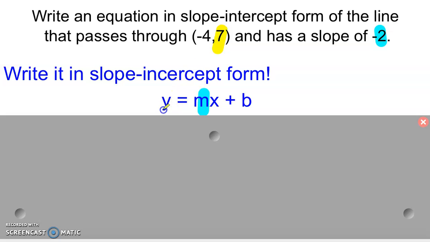My y is 7. And my x is -4. I'm sorry, yeah, -4. It's hard to do this with highlighter.